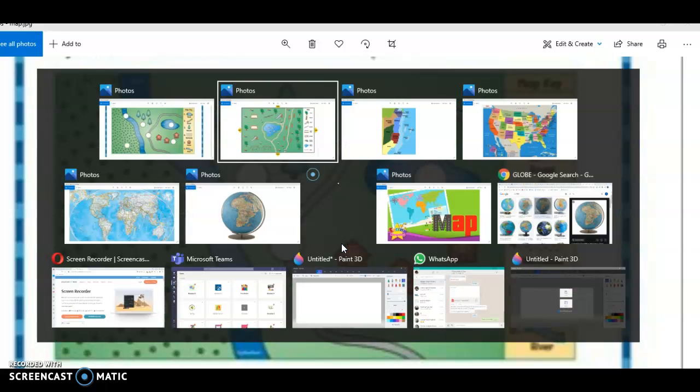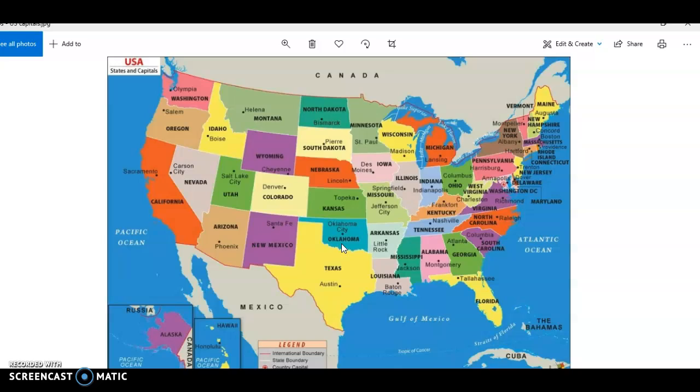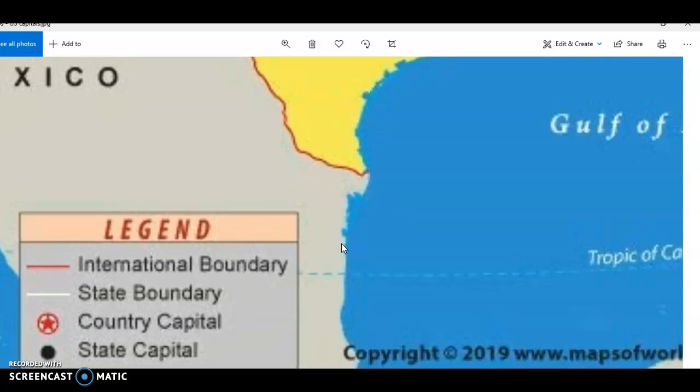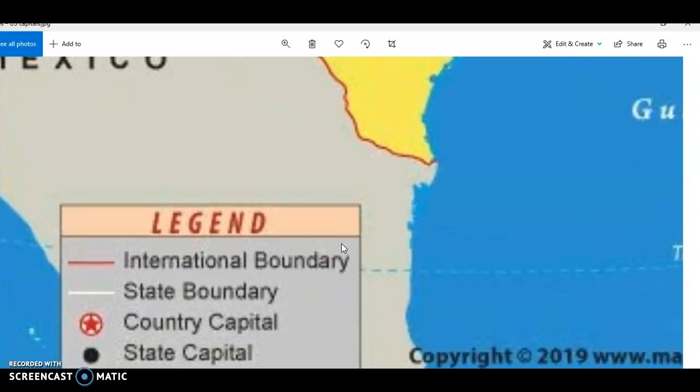So the map key helps us to understand what is on the map and helps us to be able to read it. We can also call the map key a legend. Now, this map here of the US states has a legend on it. The legend as well explains what the drawings on the map mean. So this legend has the red line means international boundary. The white line means state boundary. If you see this symbol, it means country capital, and the dot means state capital.